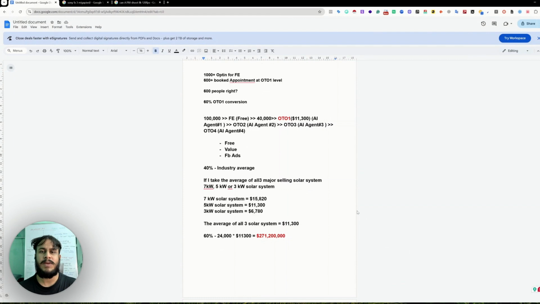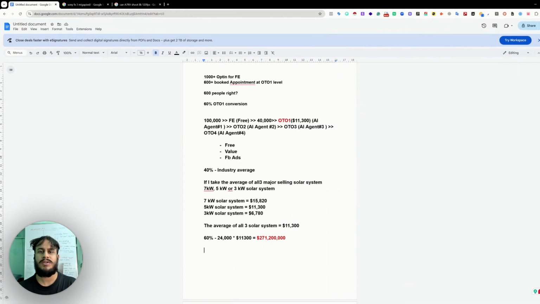So now this is how I'm making my AI infrastructure profitable. Let's suppose I'm spending $100,000 on ads, I'm making back $271 million. But there's a huge catch. Since I told you that I do my business ethically, let me share with you that 60% OTO1 conversion at this level is not possible.